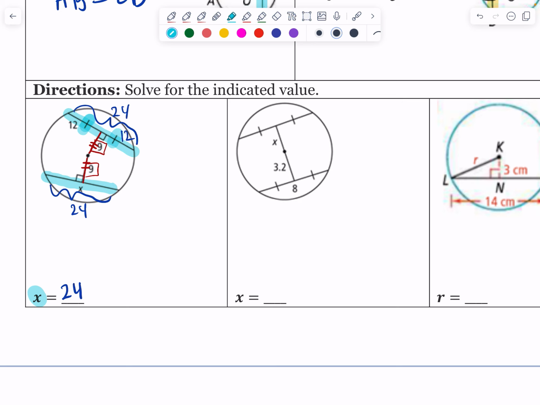Okay, this one kind of works backwards. We've got the 2 congruent marks here, so that whole thing is 8. This whole thing is 8. So if those chords are congruent, what does that mean about the distance to the center? That means that that is going to have to be the same. So if this little piece is 3.2, what is the distance to the center on this one going to be? Also 3.2.